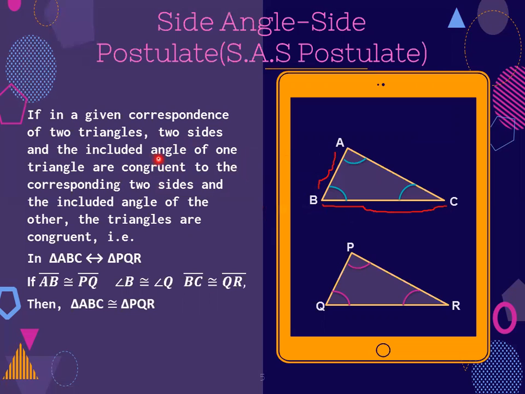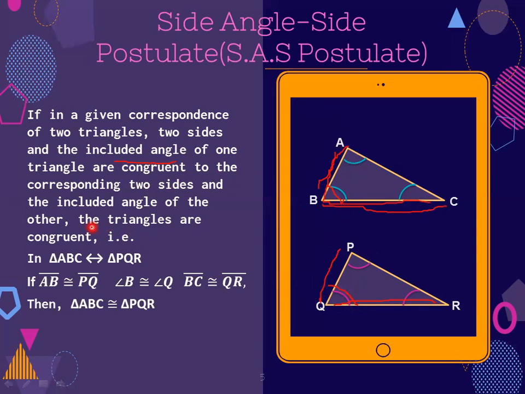And the included angle. What do I mean by the included angle? This is side AB and this is side BC, so the included angle will be this angle B. Now the corresponding side of AB will be PQ, and the corresponding side of BC will be QR, and their included angle will be this Q.